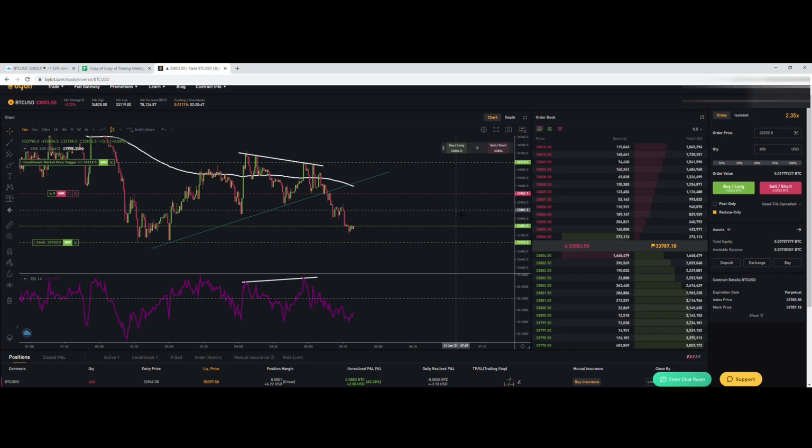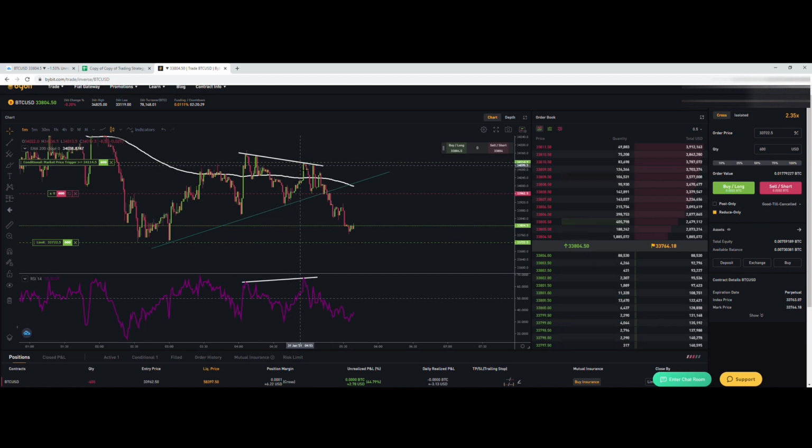Welcome to Trade Pro. I got the first entry on the small account challenge for Bybit, and I'll go over the reasons that I entered this trade. The first thing I noticed was the hidden divergence. There was a lower high on price, but a higher high on RSI. I drew that in for you.